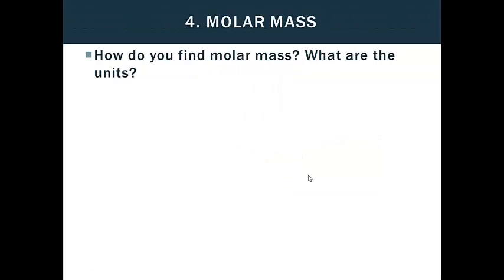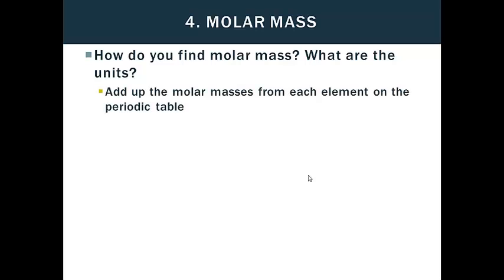Next one is asking about molar mass. So how do you find it and what are the units? You just have to add up the molar masses from each element on the periodic table. So look at your chemical formula and you might have to double or triple or multiply by whatever number based on how many atoms there are of each element. And you add up that sum and that gives you the molar mass. The units of this are grams per mole.